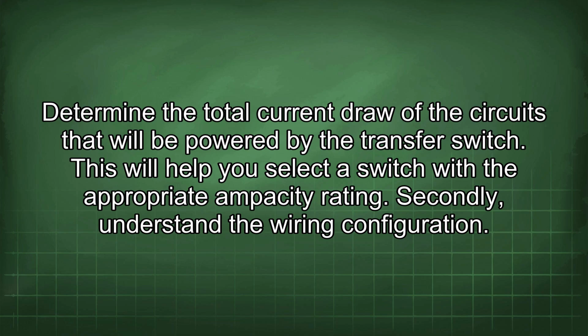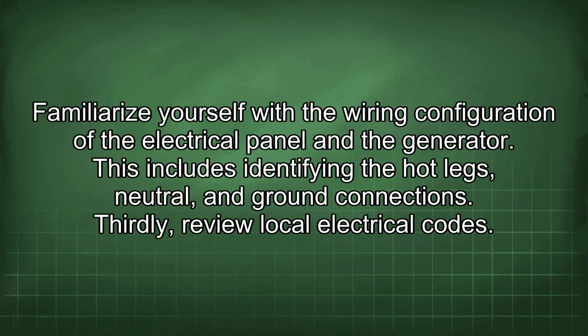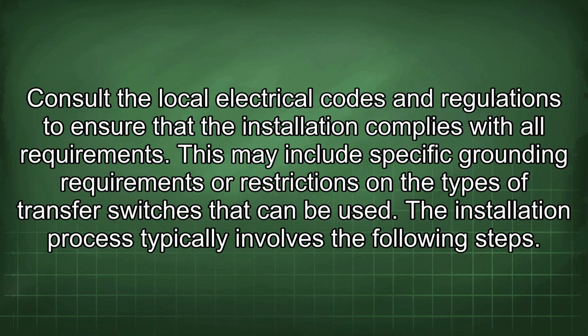Secondly, understand the wiring configuration. Familiarize yourself with the wiring configuration of the electrical panel and the generator. This includes identifying the hot legs, neutral, and ground connections. Thirdly, review local electrical codes. Consult the local electrical codes and regulations to ensure that the installation complies with all requirements. This may include specific grounding requirements or restrictions on the types of transfer switches that can be used.